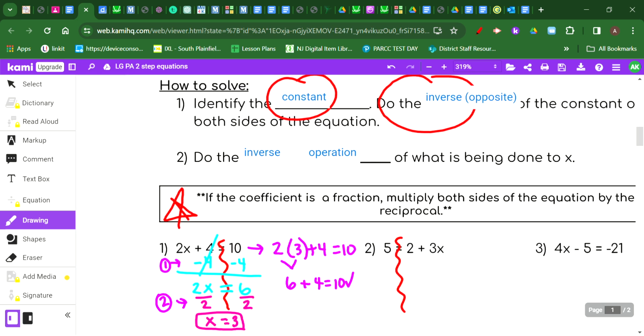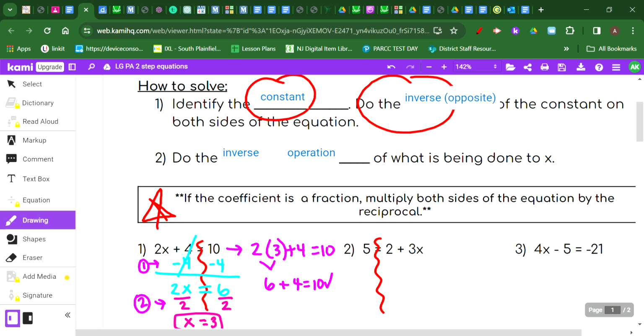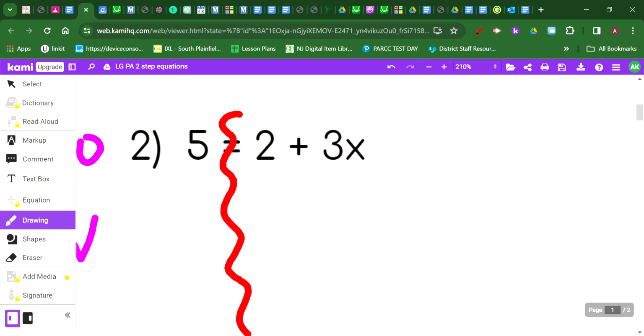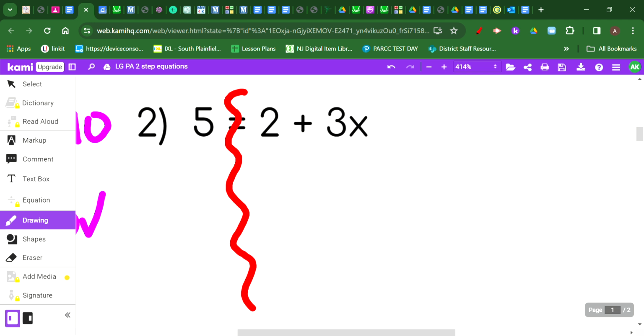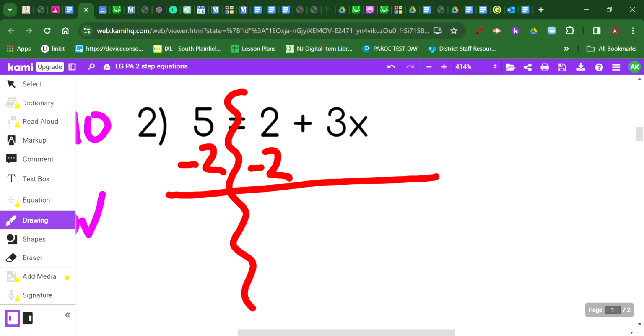We're going to look at step 1, which says to identify the constant, and then we're going to do the inverse or the opposite. Okay, so identify the constant, do the inverse or the opposite. So our constant here is 2. We're going to do the inverse or the opposite, which is minus 2 on both sides. 2 minus 2 gets you 0. Now on the right side, you're left with 3x, and on the left side, you're left with 3. So our equation now is 3 equals 3x.